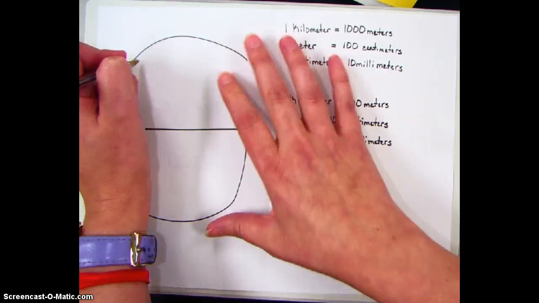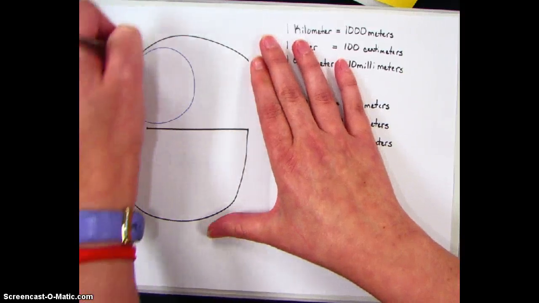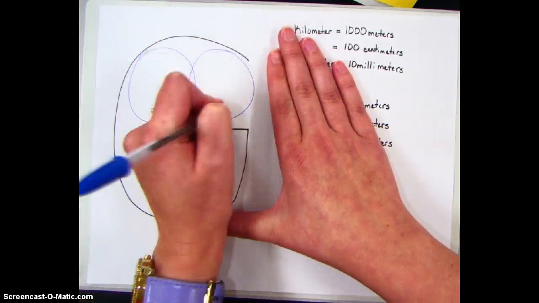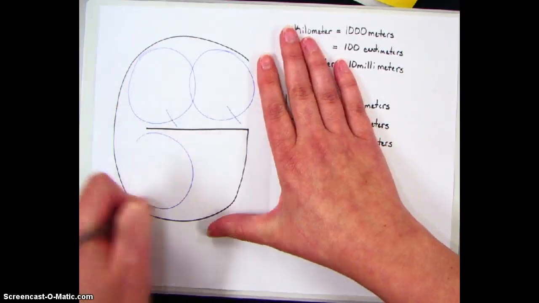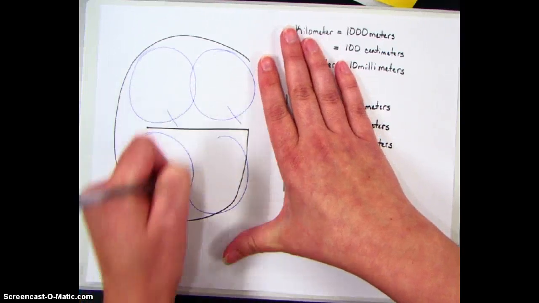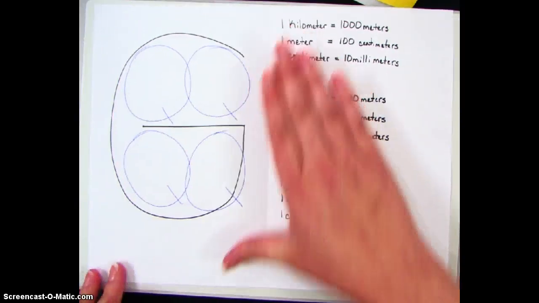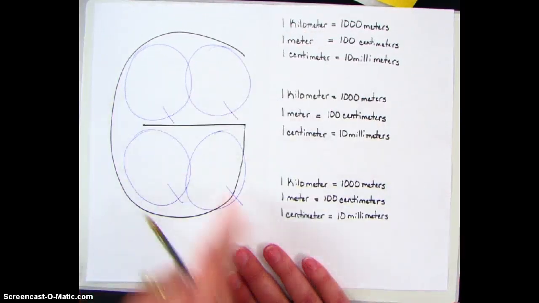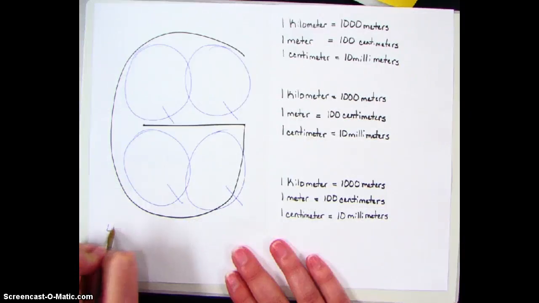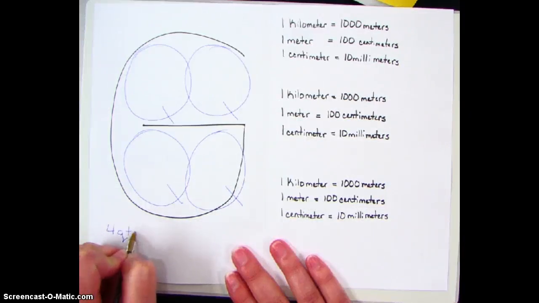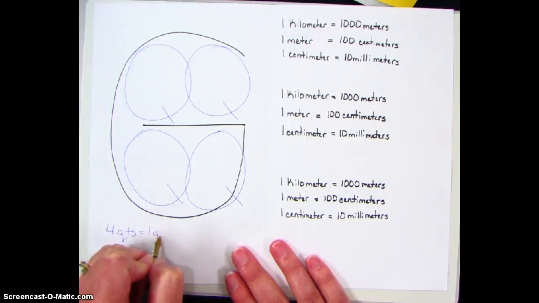So we are going to draw 4 big circular Q's inside this big G. And when we do that, that tells us we have 4 quarts to 1 gallon. 4 quarts equals 1 gallon.